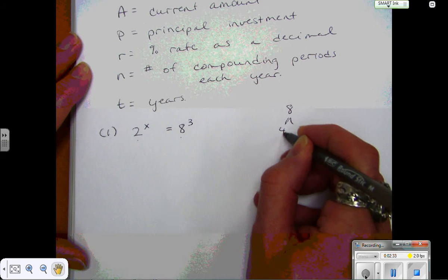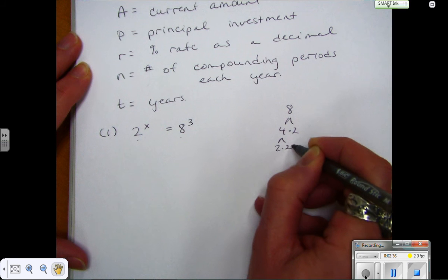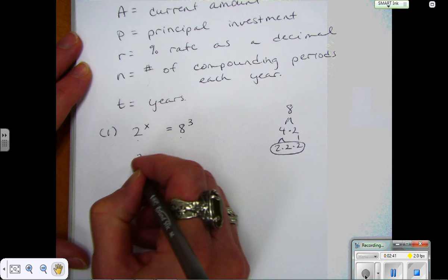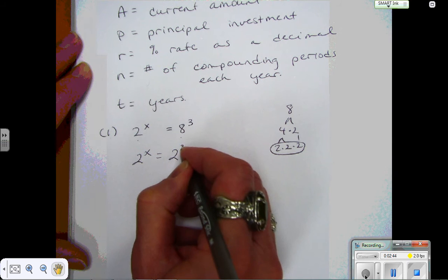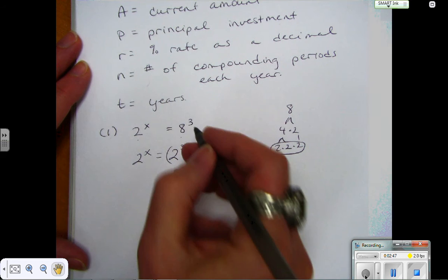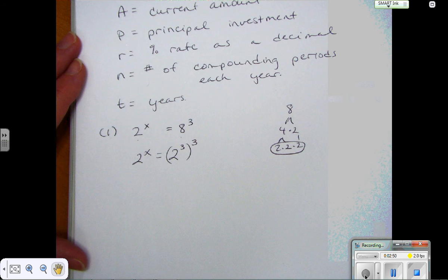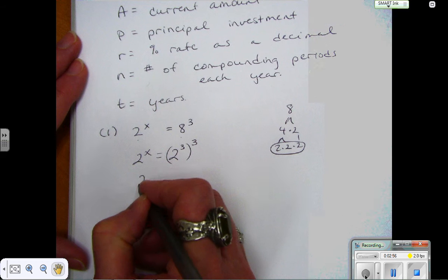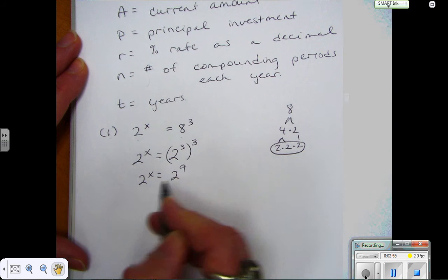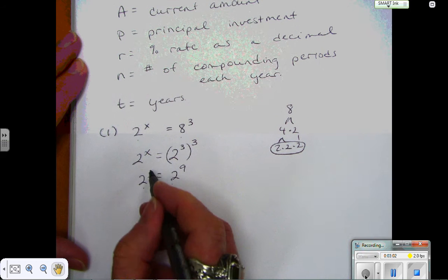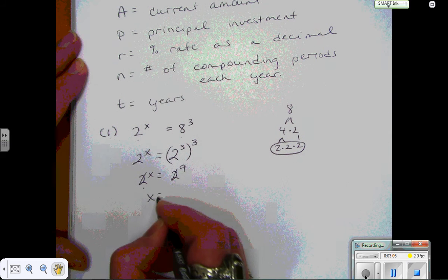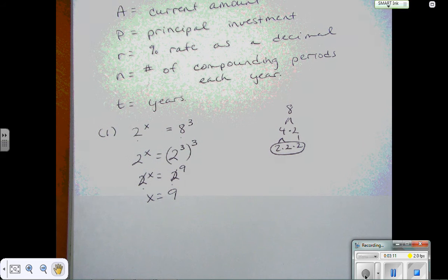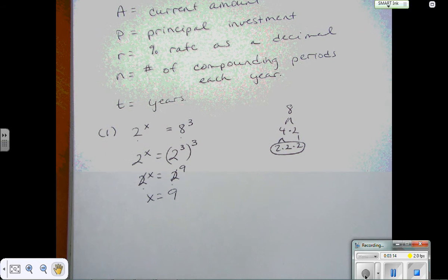So 8 is 4 times 2, and then you would get 2 times 2 times 2. So you have 3 2's. Those are your prime factors. Okay, so I'd have 2 to the x equals 2 to the third. That's 8. And then to the third power that was originally there. When you have a power raised to a power, you multiply them together. 2 to the x equals 2 to the ninth. And since my bases are the same, they're both 2's, I can drop the bases, set the exponents equal, and solve for x. Okay, so your goal is to get your bases to be the same, and then you can set the exponents equal to each other. Any questions?